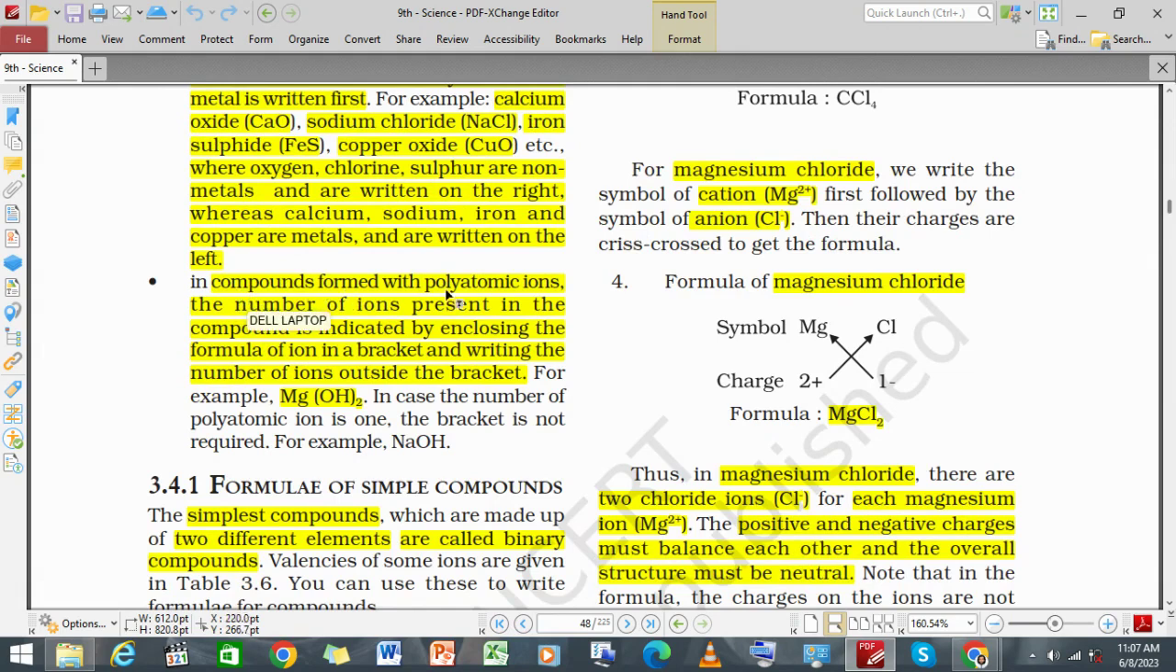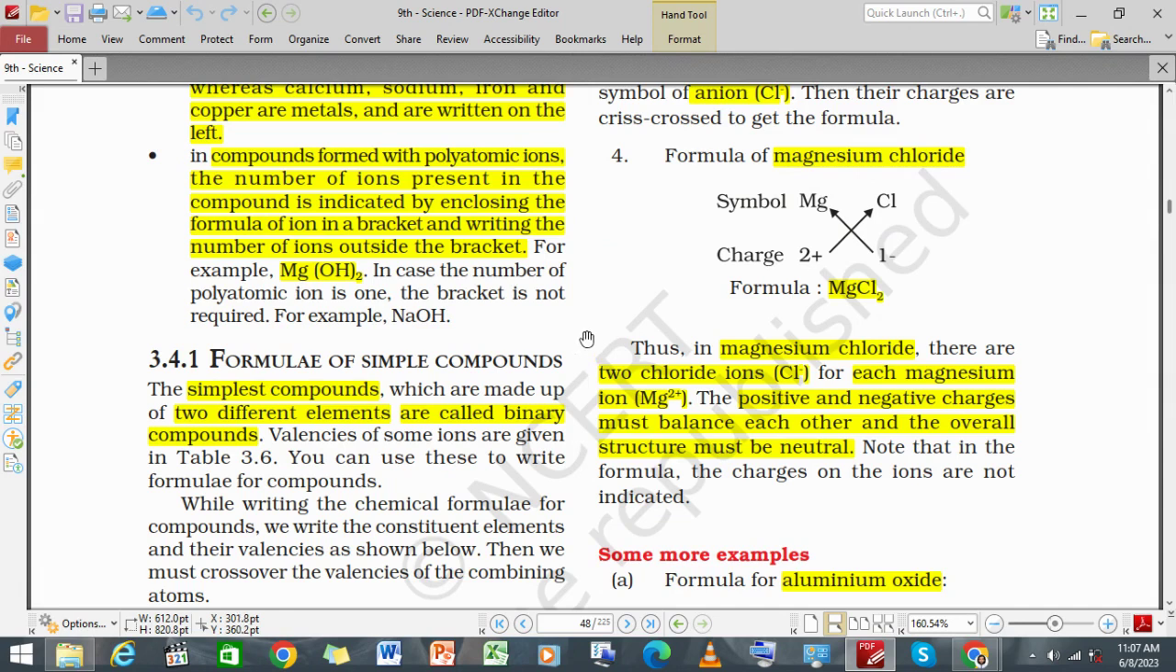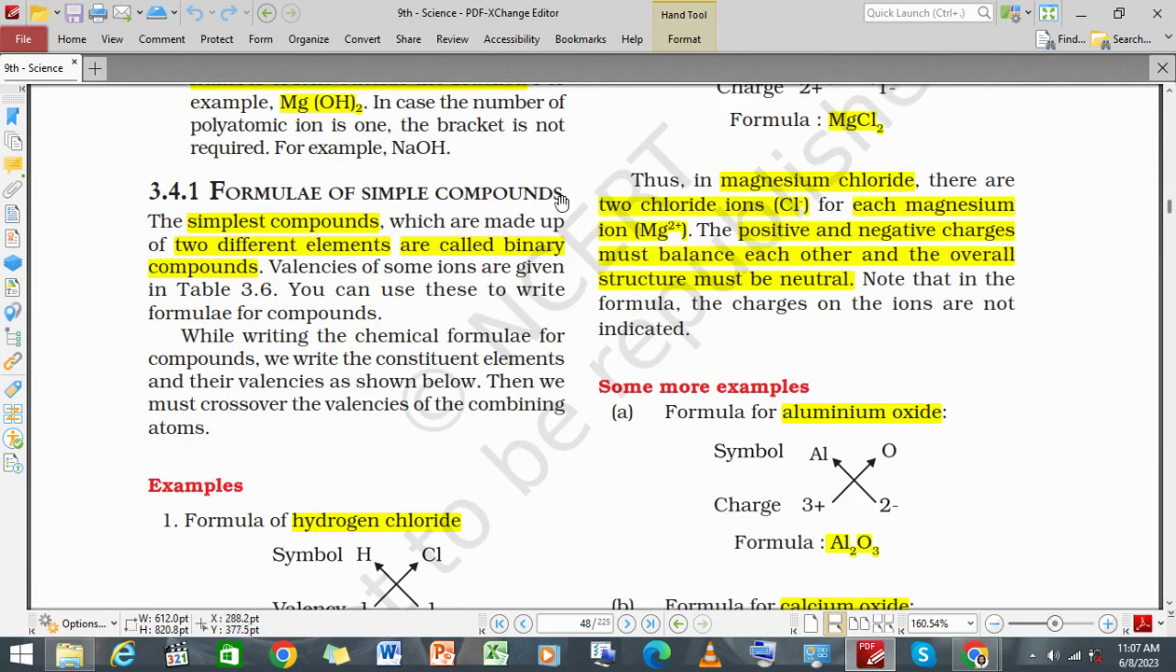Now, the compound forms by polyatomic ions. For the number of ions present in the compound, we usually use the bracket, telling that the compound inside those brackets has a valency of 2. All right, enclose the formula of ions in the brackets and write the number of ions outside the bracket. That means outside the bracket there are 2 ions. All right. Formula of simple compound.